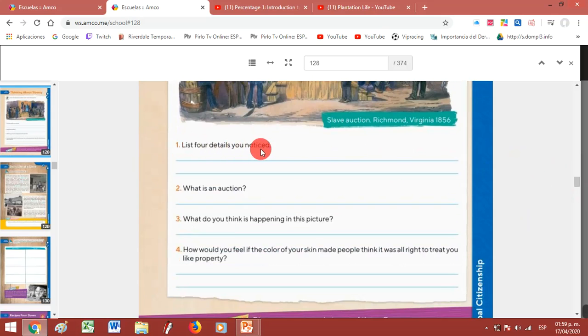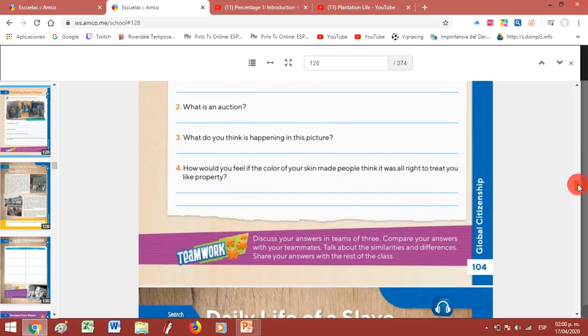Look for details. What is an action, and what do you think is happening in the picture, and how would you feel if the color of your skin made people think it was alright to treat you like property? Okay, answer these questions please, and remember to write the date.